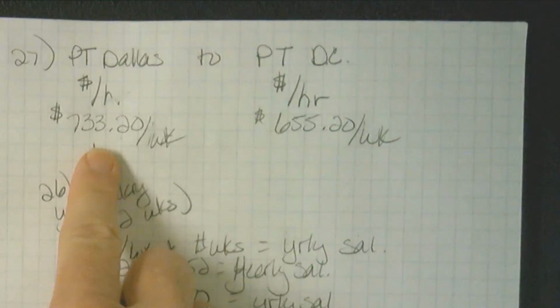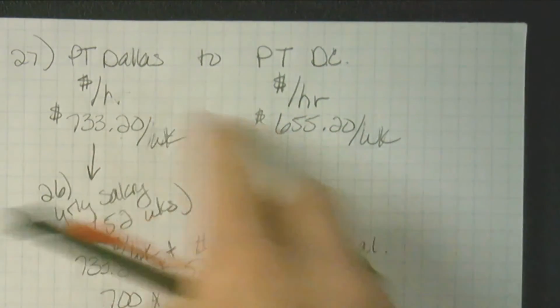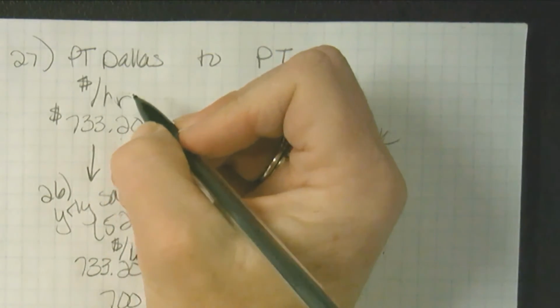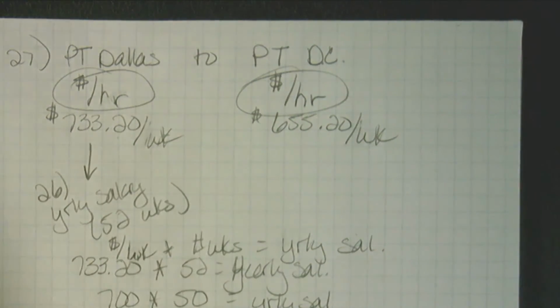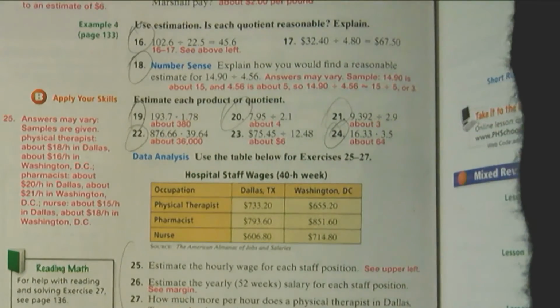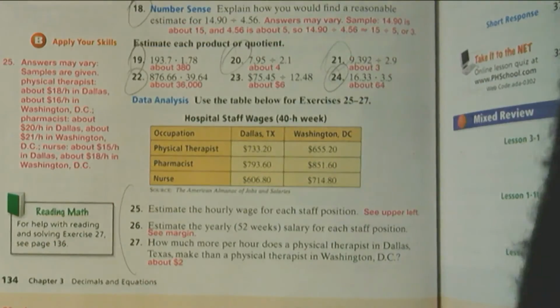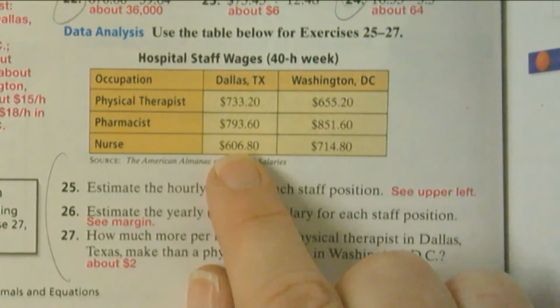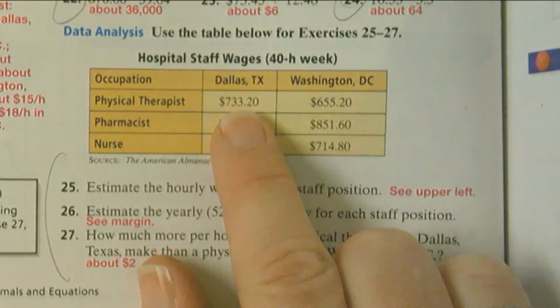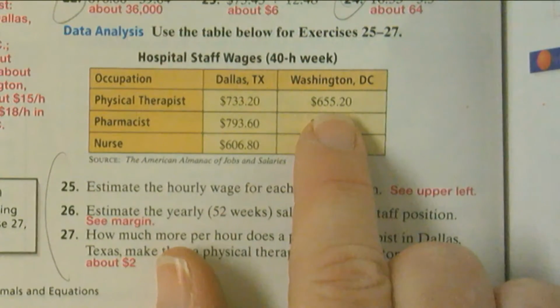However, up here, we want to compare the cost per hour. One of the things, what did they tell us on our table? Someone tell me again, what are all of these wages? What do all these wages represent? So what does $733.20 mean? What does $655.20 mean? Kira?